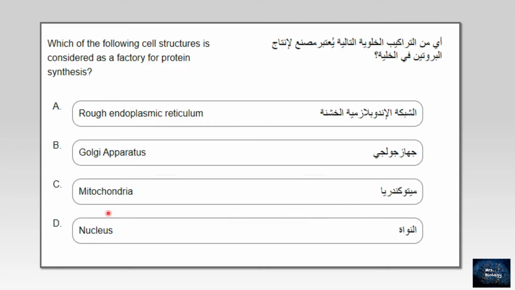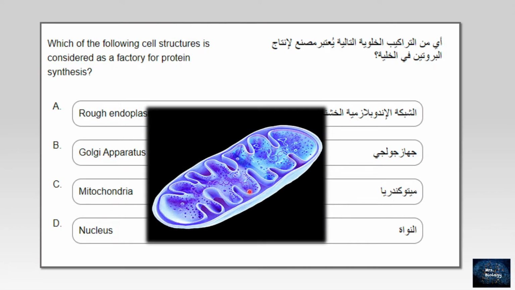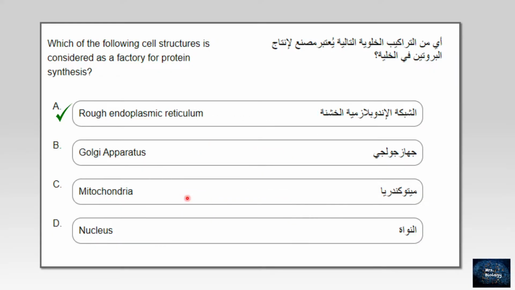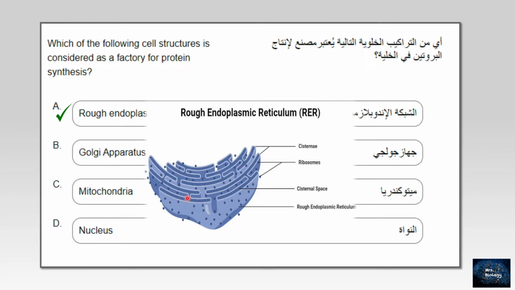Move to C, mitochondria, the powerhouse that produces energy in the form of ATP. So the last one, nucleus, its main function is to store the genetic material, I mean DNA. So the right answer here is rough endoplasmic reticulum.